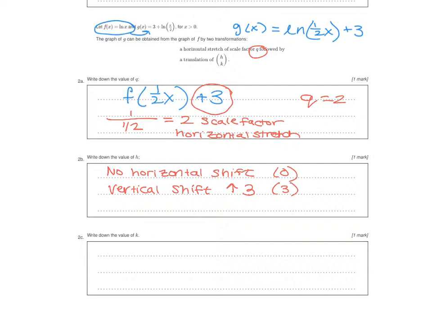So when I've used this transformation vector here, H is the horizontal shift, K is the vertical shift. Just like with vectors, H would be the X value, which is horizontal, and K would be the Y value, which is vertical. So all it's trying to do is understand if we know what transformations are being applied.